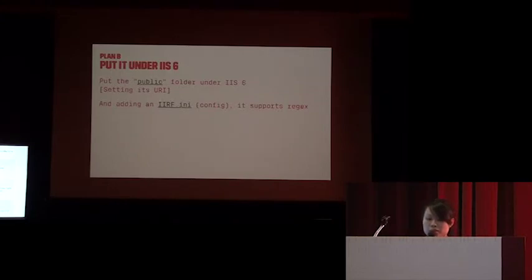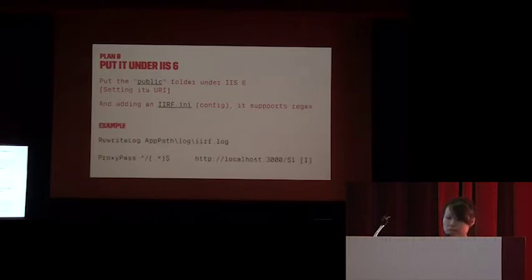And we can simply link the Rails application's public folder to the IIS server and add an IIRF ini config file. It supports regex rules to define how outside requests should be replaced by inside responses. This is an example, just replacing localhost:3000 as the inside response's domain.